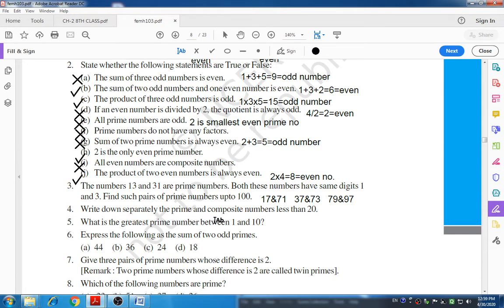Write down separately the prime and the composite numbers less than 20. Now we will write here prime numbers which are less than 20. So there is 2, 3, 5, 7, 11, 13, 17 and 19. Okay, and the composite numbers, that means the numbers which have more than 2 factors.